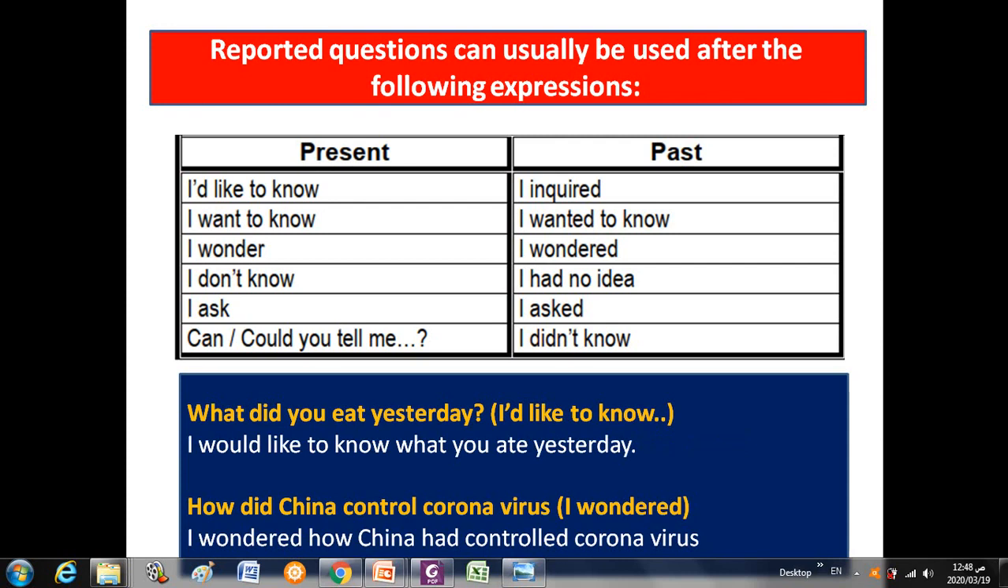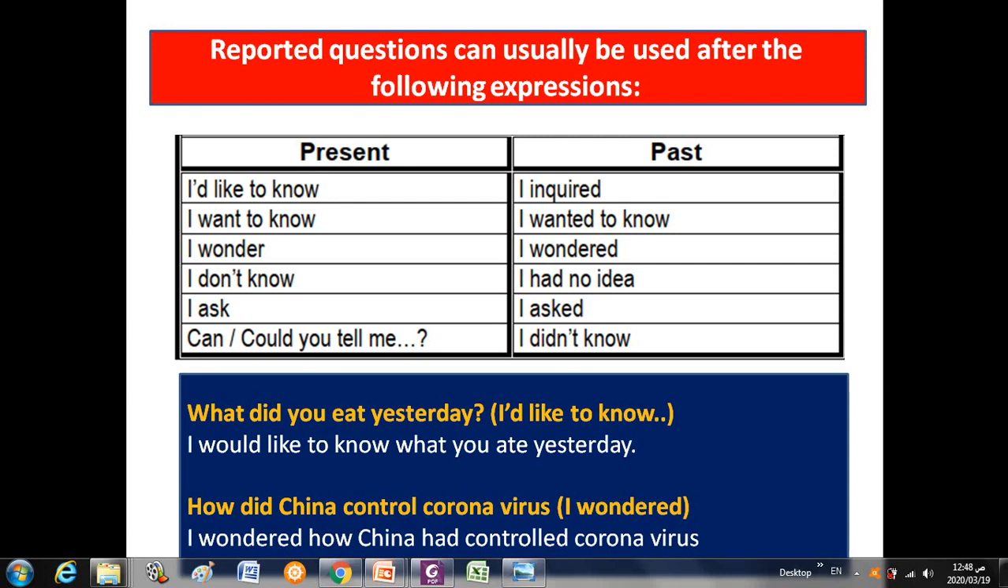Again, this part. The question is, what did you eat yesterday? Begin with I'd like to know. Here there is a certain remark: the expression I'd like to know is not a past tense verb. It is not like asked. Asked is a past tense verb, but I'd like to know is not past. So you are not beginning the reported question with a past expression.